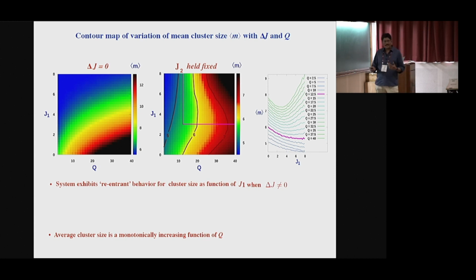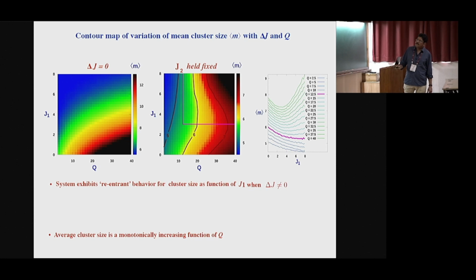However, if we look at the asymmetric case where the J1 and J2 parameters are different, so we hold some fixed value of J2 and increase J1, then you notice that there is this interesting behavior. Of course, if you are below a certain threshold value of Q, then as you increase J1, the cluster size decreases.